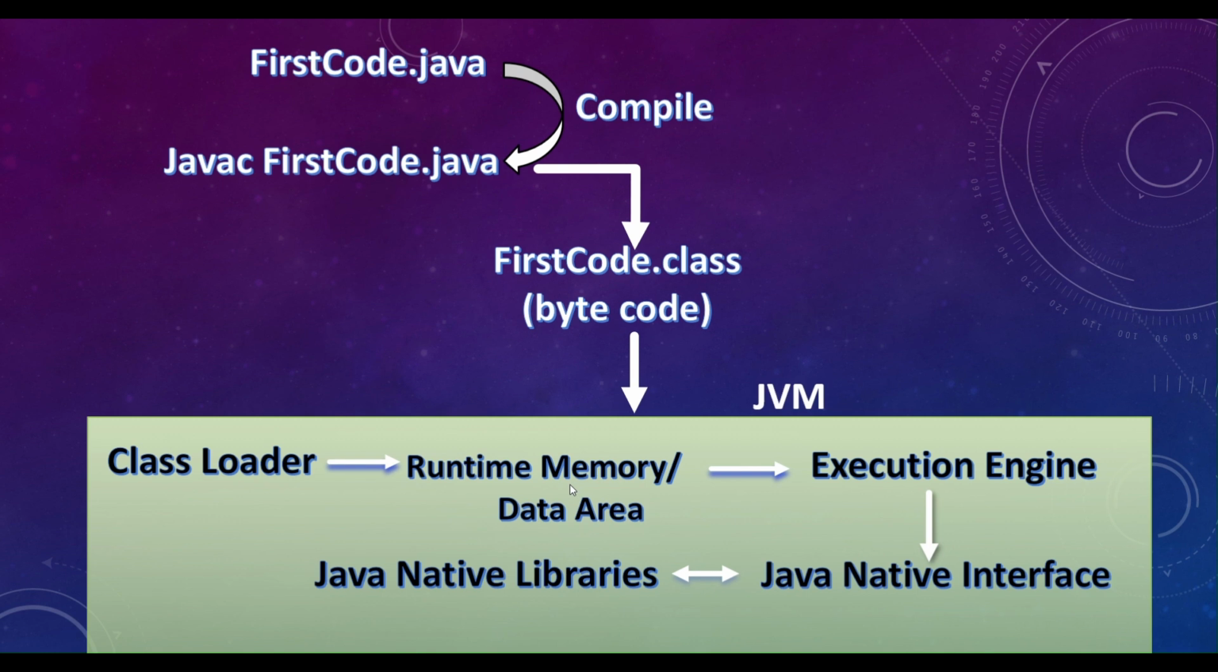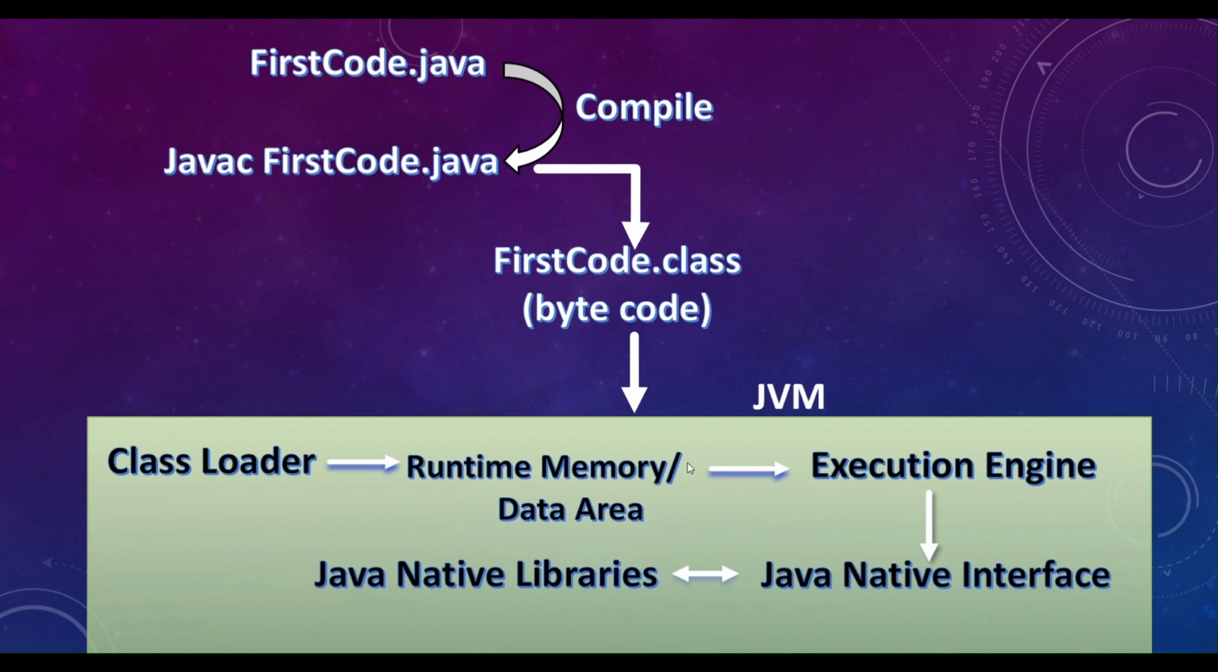Internally, this has method area, stack area, heap area, program counter registers and native method stacks. So whatever code we have written, there will be some memory that is allocated inside JVM for that. All that memory allocation happens inside this runtime memory.